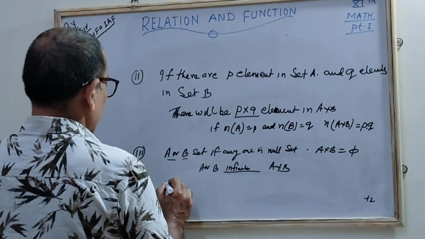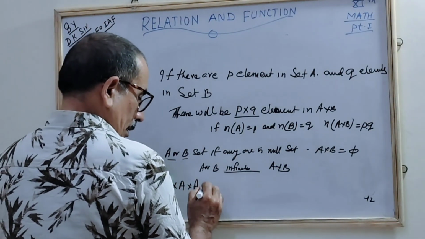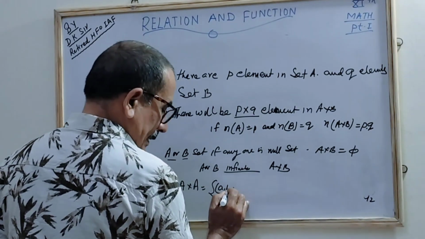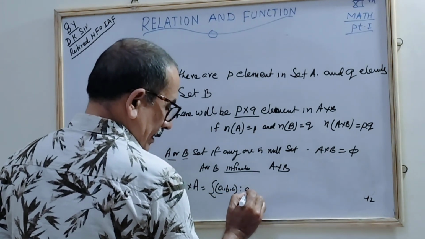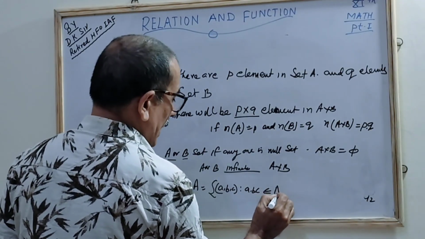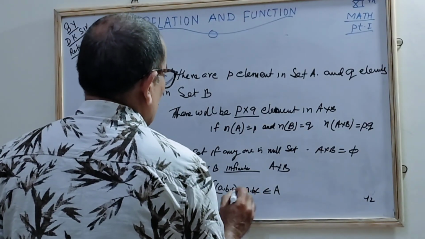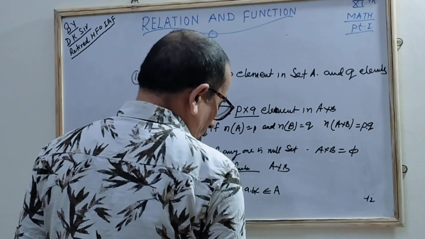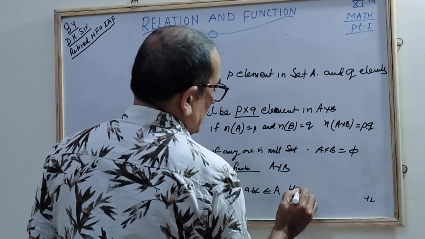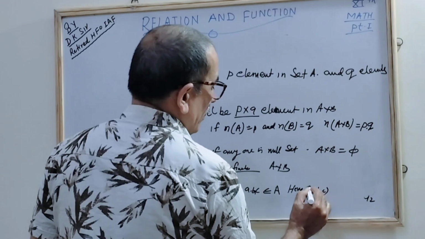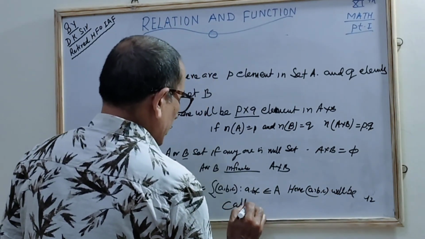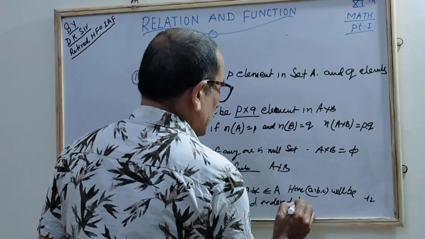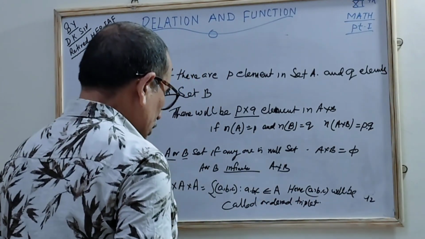The fourth says, if you have the set A into A into A, that can be written as: if you find that small a, b, c are such that a, b and c are elements of A, these are the three elements, all elements of A. If you multiply them, then (a, b, c) is called an ordered triplet. So here (a, b, c) will be called the ordered triplet. This is all about that.